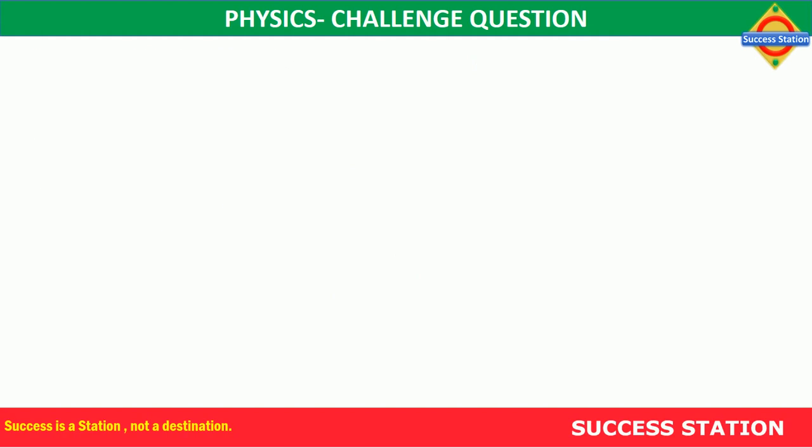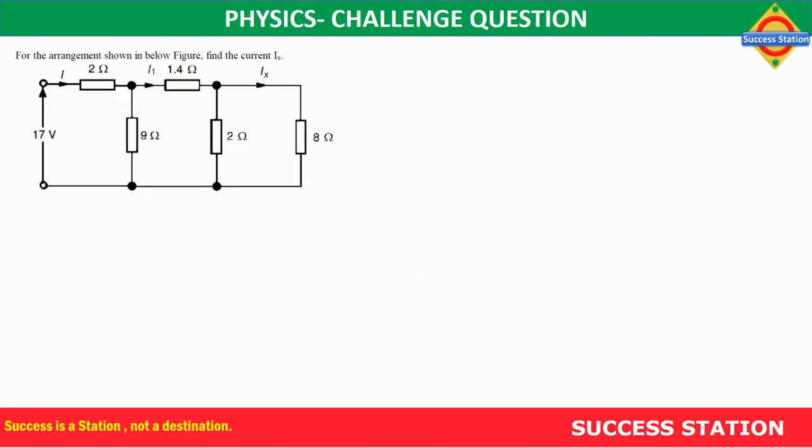Clear? So let's start. Firstly, I need to find current Ix, right? This is the case. So I just take here, for better, plus and minus. This is plus, this is minus. Okay. Now what will I do? I will just write for this node. I will give the names A, B, C, D, E, F, G, and this is H.